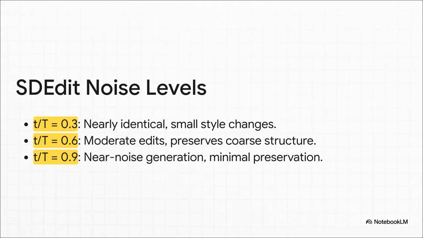Going back to SDEdit for just a second, controlling your noise level is absolutely everything. I mean, your starting noise level literally dictates your final output. If you start at a time step of 0.3, the output remains nearly identical to the source, which is perfect for tiny little stylistic tweaks. Bump that up to 0.6 and you get moderate edits that preserve the basic structure. But if you push that noise level all the way up to 0.9, you are practically destroying the original source and generating a whole new image from near noise.